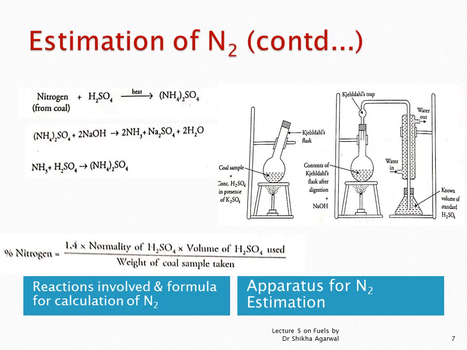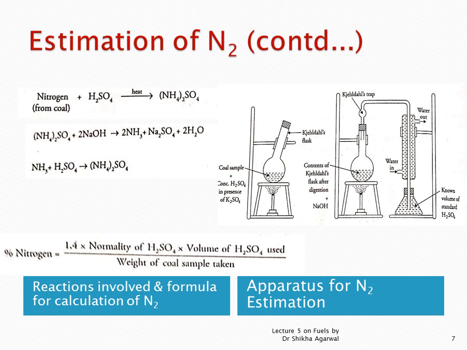Now here you can see the apparatus. The first one is the Kjeldahl flask, where we take the coal sample, concentrated sulfuric acid and K2SO4. Then ammonium sulfate is formed. This ammonium sulfate is transferred into another flask where NaOH is added gradually. Whatever ammonia is liberated is absorbed in a known volume of standard sulfuric acid.